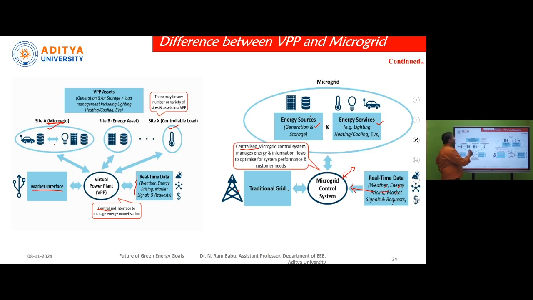Apart from that, generation, storage, and load management techniques, heating and cooling techniques, EVs are also considered in the VPPs, that means virtual power plants. So, as a brief overview, this microgrid belongs to a small community with a small amount of energy generation that can be utilized with the help of this real-time forecasted data.